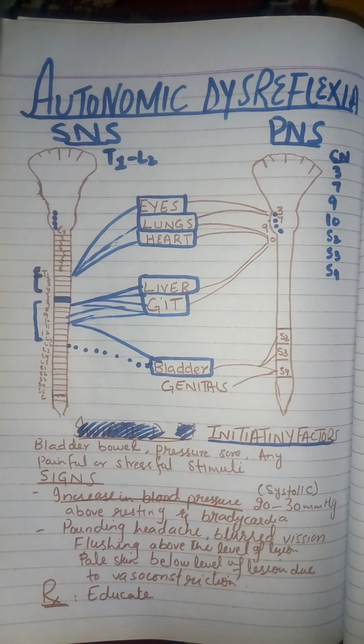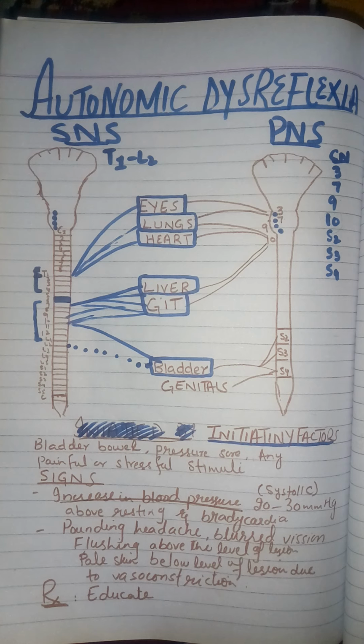Because the autonomic nervous system is involuntary, we cannot have control over this system, so that is why it is known as reflexia, dysreflexia. That means difficulty in producing the response.